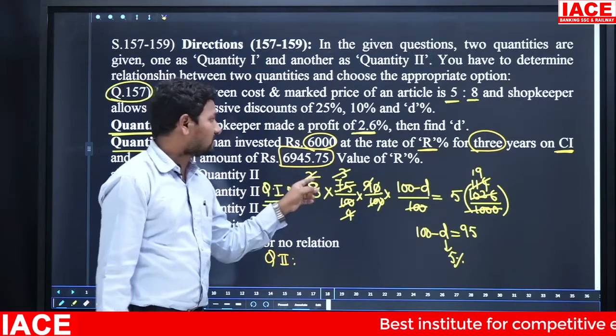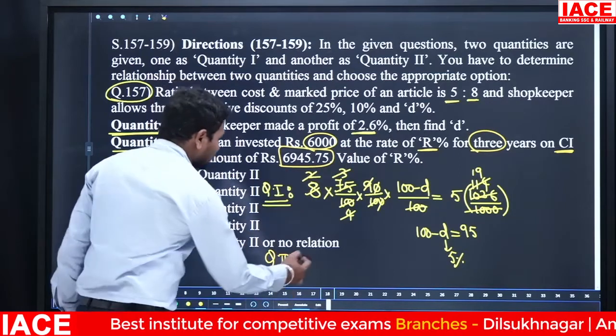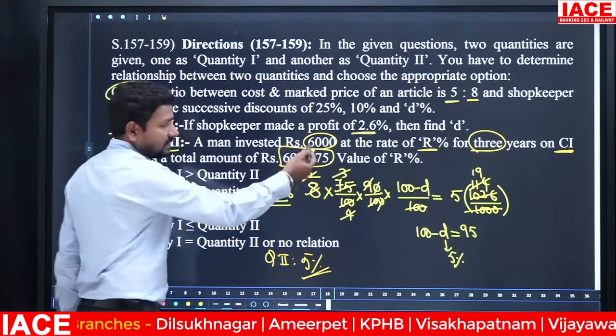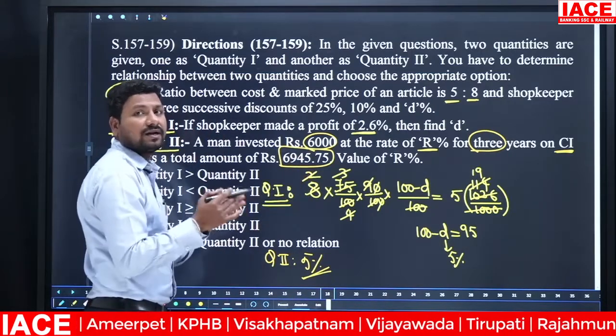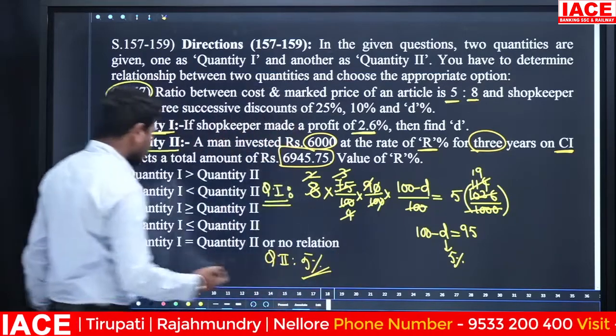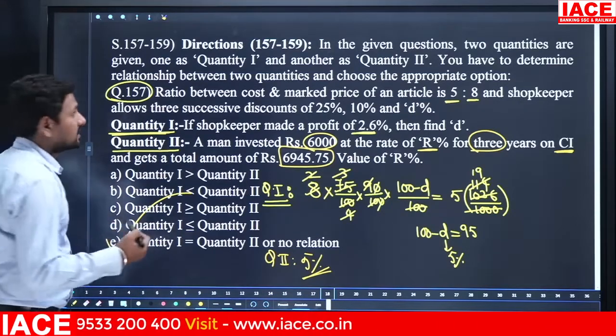Then when you take the decimal also, it is exactly near to 5%. Near to 5% means in quantity 2 we will take 5%. When you apply the 5%, you will get exactly 6,945.75 as the amount. Here 5%, here 5%. Then both are equal. Option E is correct.